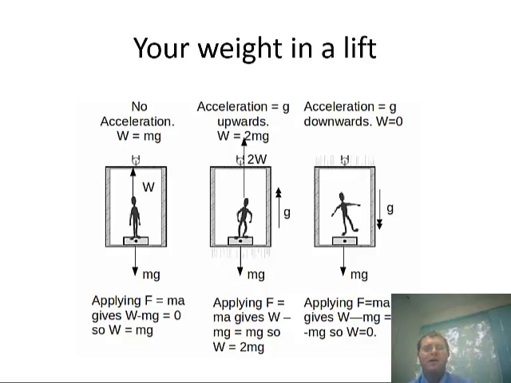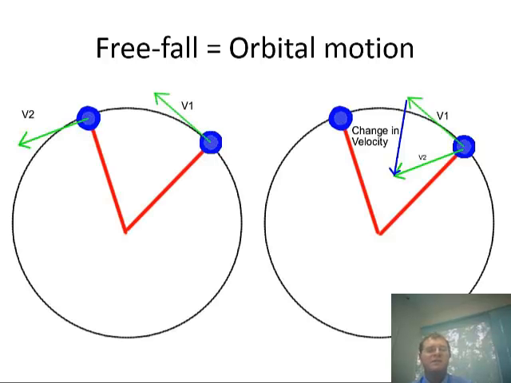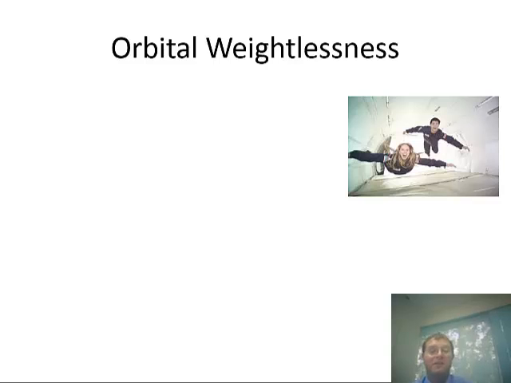Now, if we think about situations when you're in free fall, it is also what happens in orbital motion. The reason for that is, as you're in orbital motion, the change in velocity due to orbital motion is equal to acceleration to the center of that circular system. That means that you're accelerating towards the center of the system, so therefore you're in free fall. This is great because it means that we have orbital weightlessness.